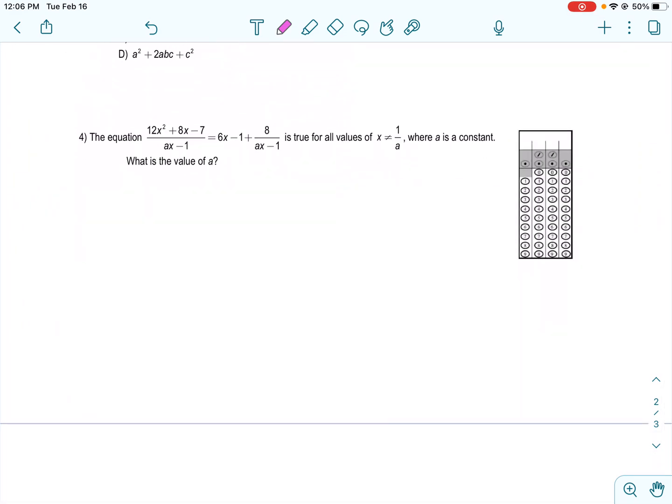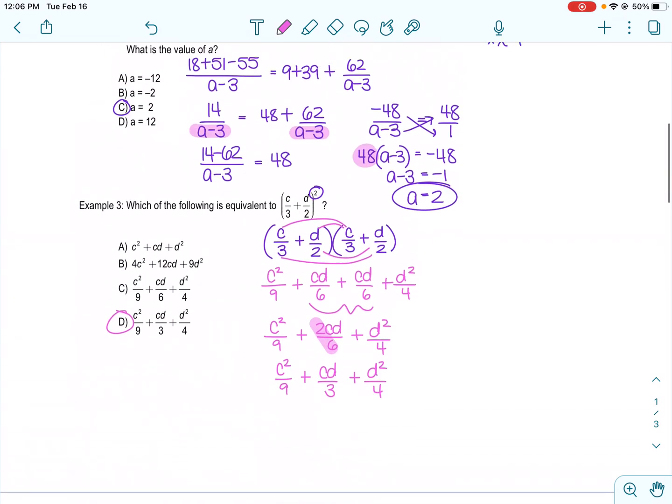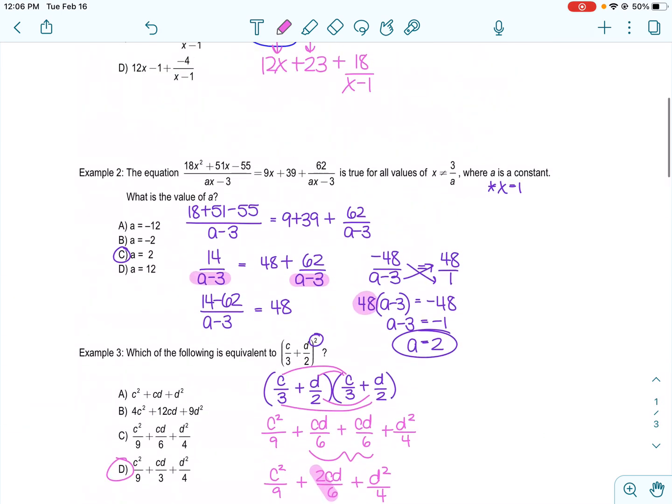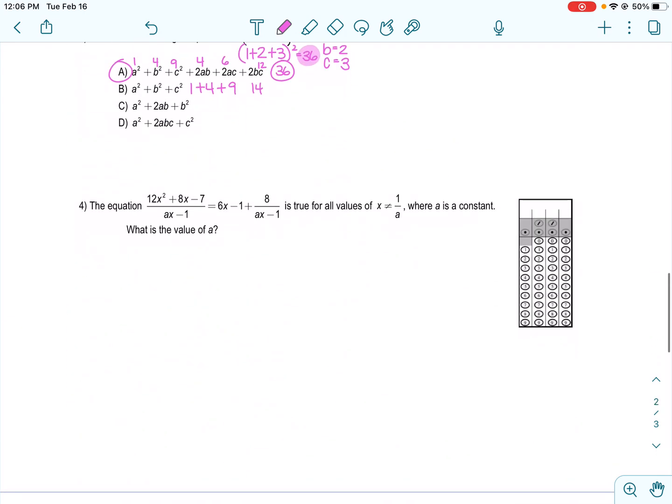All right, one more here. This is very, very similar to what we did up here, for example 2. So I'm going to follow the same technique. I'm going to plug in 1 for x, and simplify and solve for a. This would be a good one to pause and try by yourself since we already did one extremely similar to it.